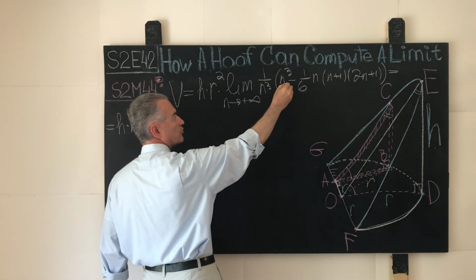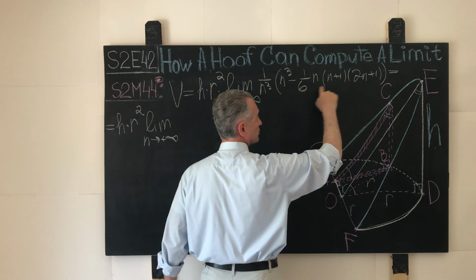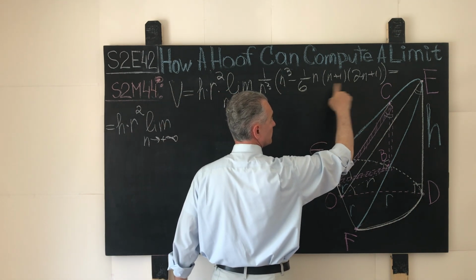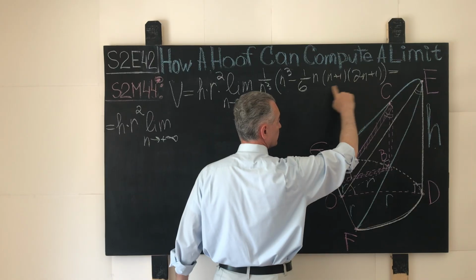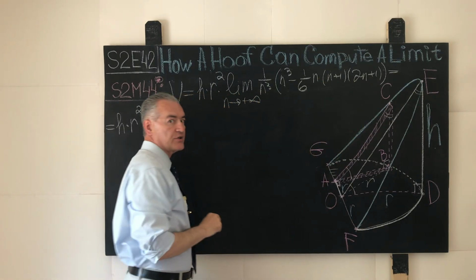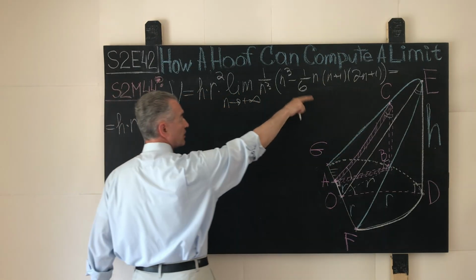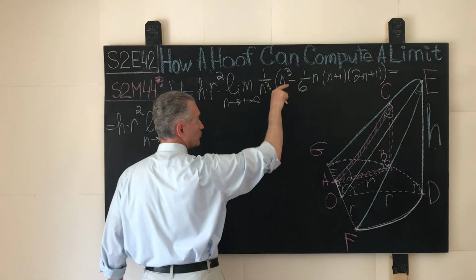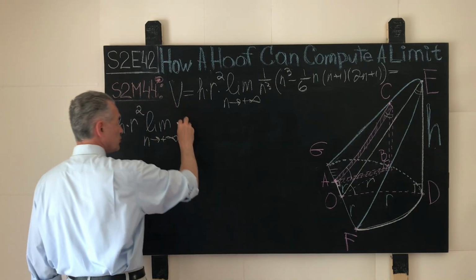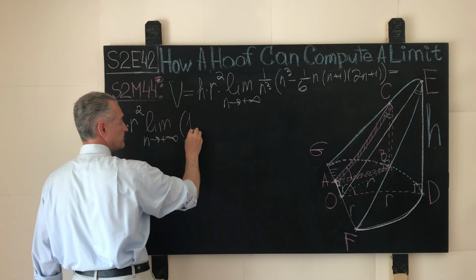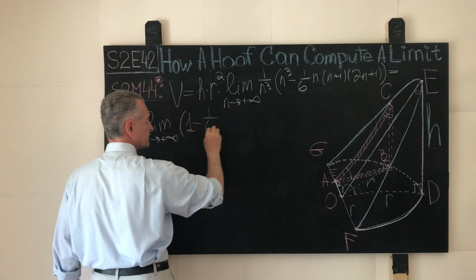Factor the n cubed out from these parentheses. And what do we have over here? Exactly. Over here in this sum, there's lurking another n cubed. So when we factor out n cubed, the n cubed cancel each other out. And what do we have in the end? In the end, we have 1 minus 1/6.